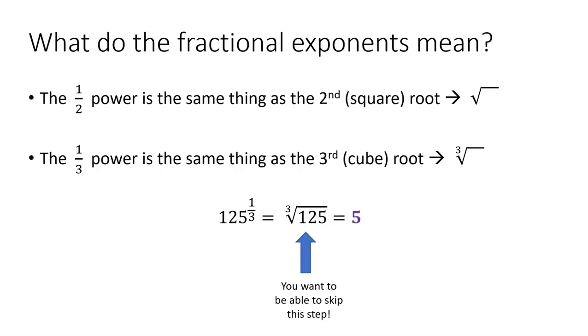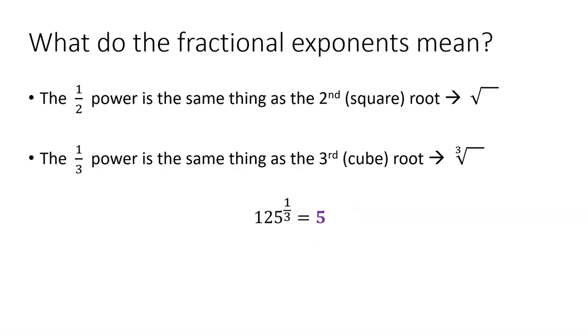Again, our goal is we want you to be able to skip that middle step and just go right from 125 to the 1/3 power. Well, that's the cube root of 125, and just write down 5. You try this one, 8 to the 1/3 power. Pause the video if necessary. The answer is 2. That's what 8 to the 1/3 power simplifies to become 2, the cube root of 8.